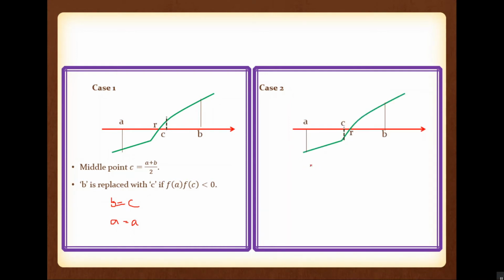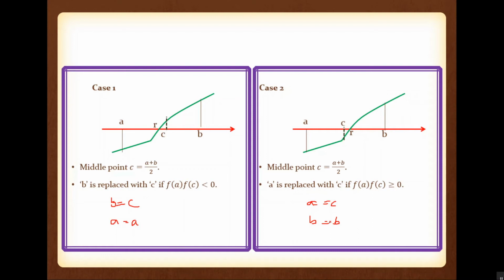In this one, again this is a function, and A and B are the two initial conditions, but here C is lying to the left, which means f(A) and f(C) have the same sign. The first step is calculating C, where C is equal to (A plus B) by 2. Then find f(A) and f(C). But here you can see that f(A)·f(C) is not less than 0, it is greater than or equal to 0. Now what do we have to replace? We have to replace A with C. Don't replace B. Okay, so this is the method.